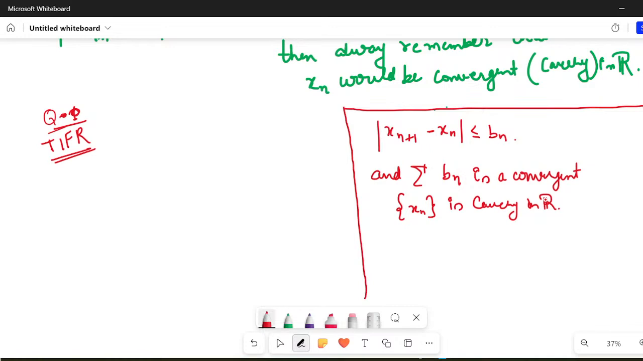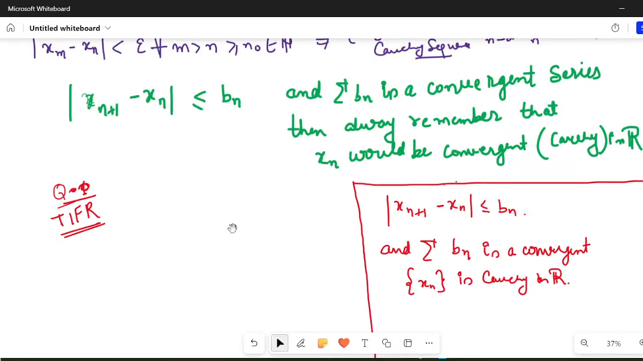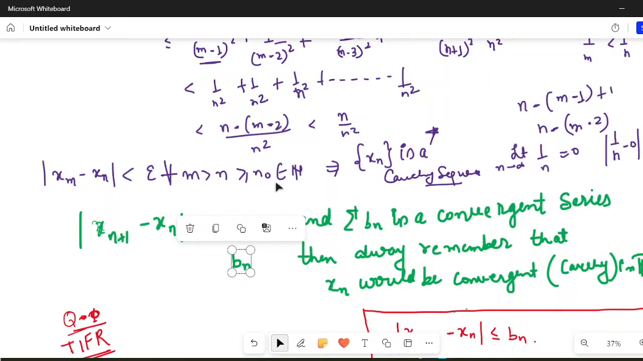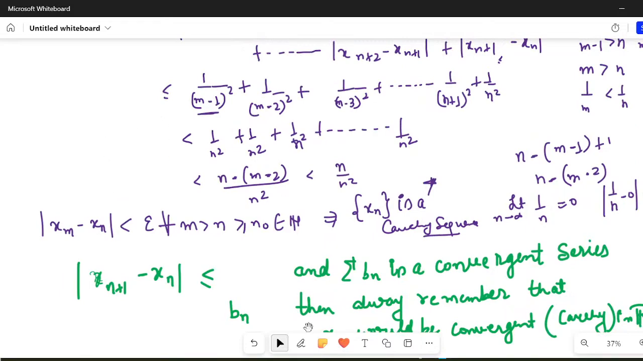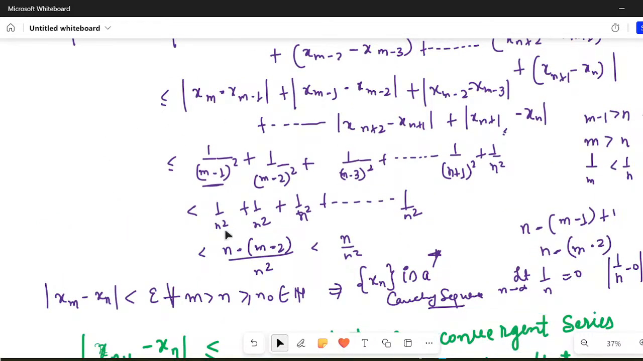And for this, you may know that summation 1 upon n square is a convergent series. If you have gone through your BSc course, you should know that summation 1 upon n square is a convergent series. Since summation 1 upon n square is convergent, instead of going through this whole routine procedure, you could have written directly that x_n is a Cauchy sequence in R.